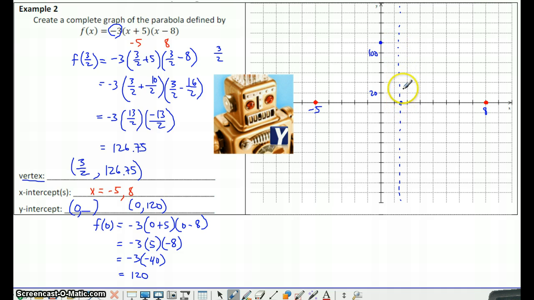And my vertex, I could finish graphing this, would be at 1.5, comma 126, which would be somewhere around here. And then using symmetry, I know there would be another 120 at exactly the other side here. And I could finish my graph. Not the best scale, but we get the idea of this.